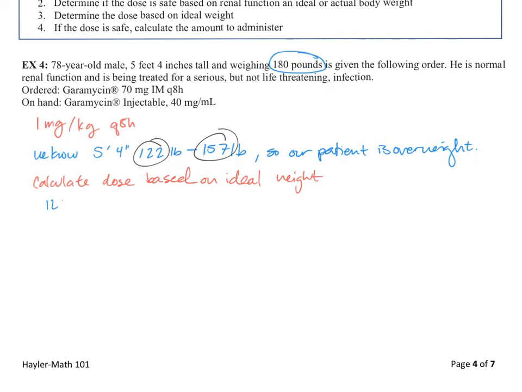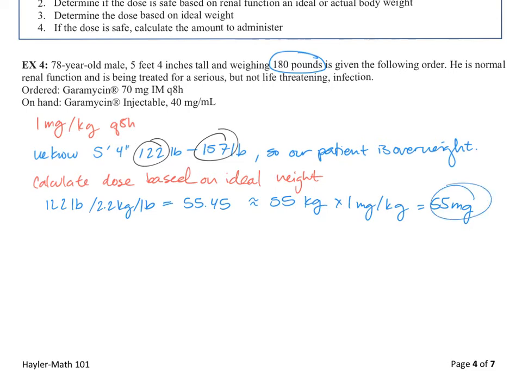So 122 pounds divided by 2.2 kilograms per pound is going to end up equaling 55.45, which we can round to 55 kilograms. Okay, multiplying that by the 1 milligram per kilogram, we'll end up with 55 milligrams.